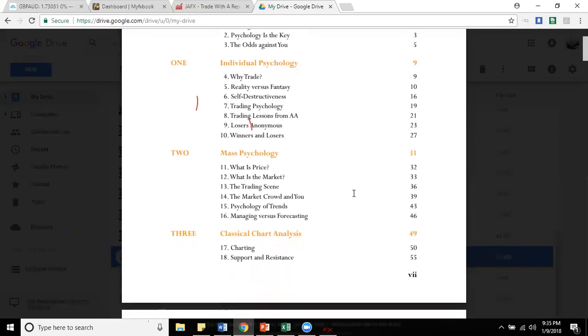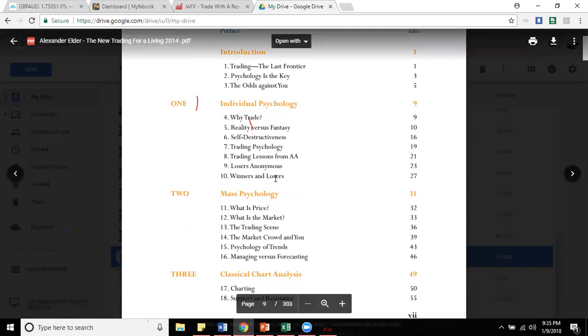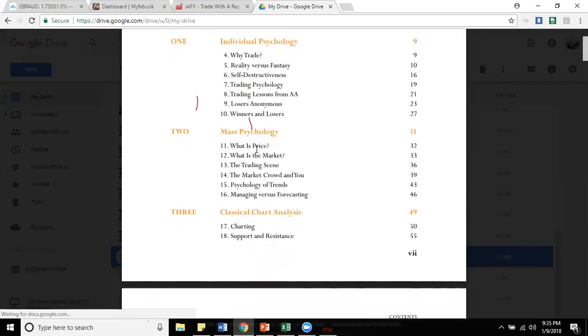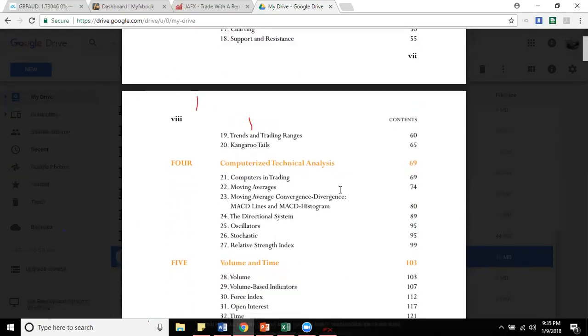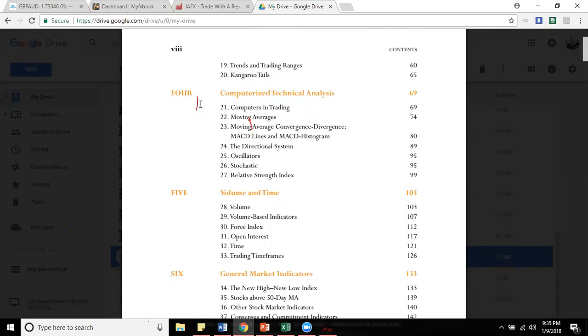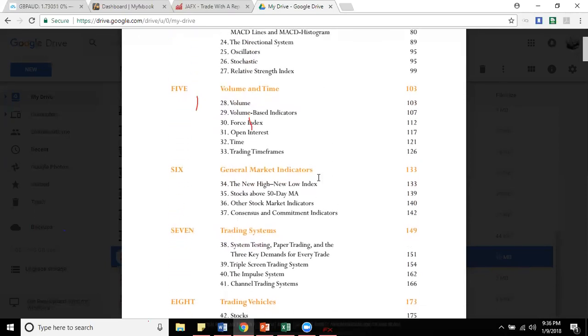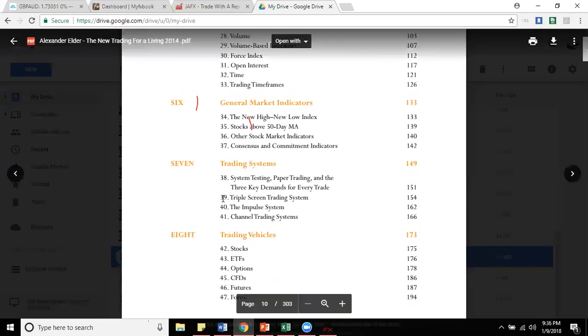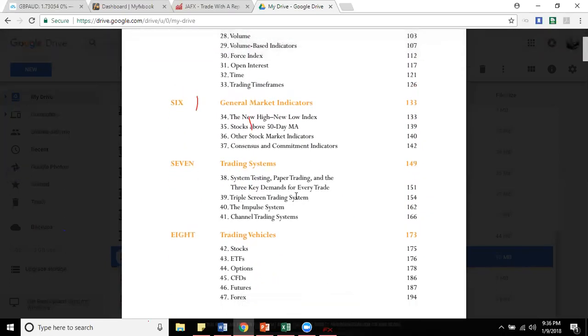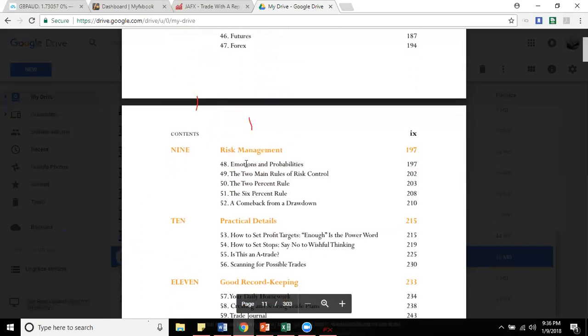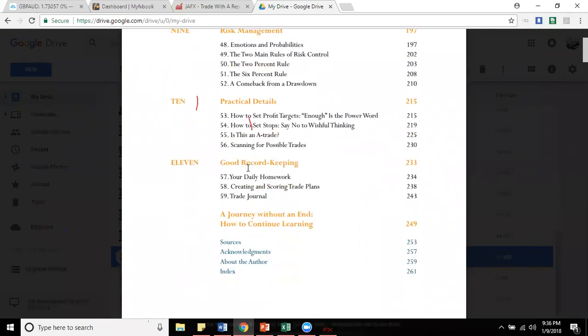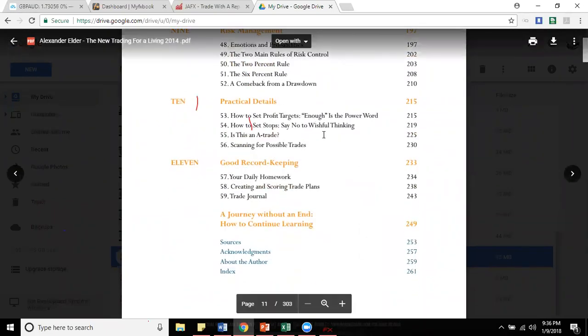This book has a lot of nuggets in it, and we'll be reading chapter 1. We will read parts of chapter 2. We will read part of chapter 4 on the MACD, moving averages, and the RSI. And then we will read on chapter 7, section 39, the triple screen trading system and the info system. And that's really about it. I would recommend you all coming down here to read the risk management and the good record keeping, because again, that's going to set you up for success.